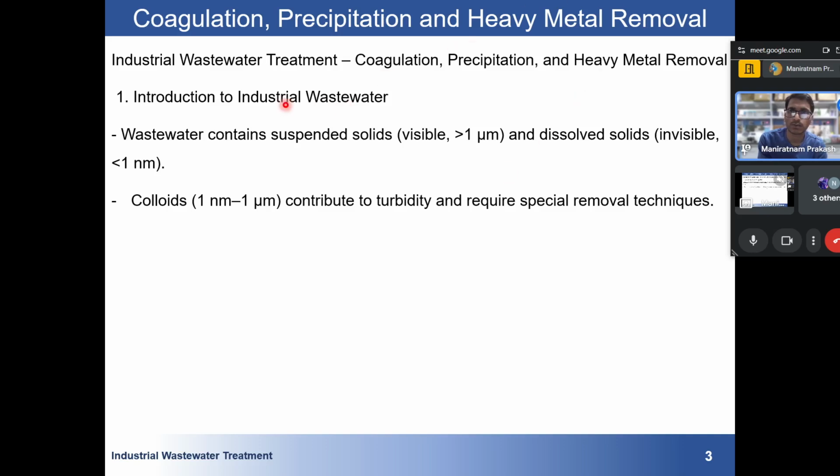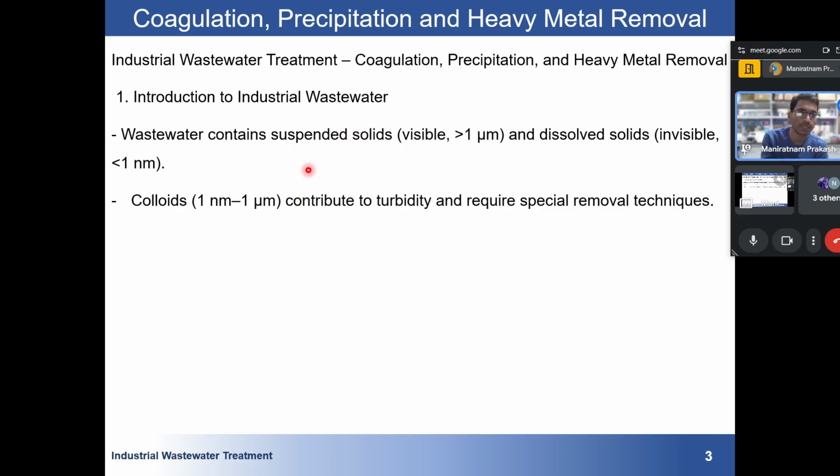So let's start. This is simple. First is the introduction. We know that industrial wastewater contains suspended solids and dissolved solids. Suspended solids are visible to the naked eye; you can see particles. Dissolved contaminants, such as some kind of salt, are in dissolved form and have a size range of less than 1 nanometer. Industrial wastewater will contain suspended solids, dissolved solids, and also some colloidal matter. So we need to remove all these three if we want to treat industrial wastewater.